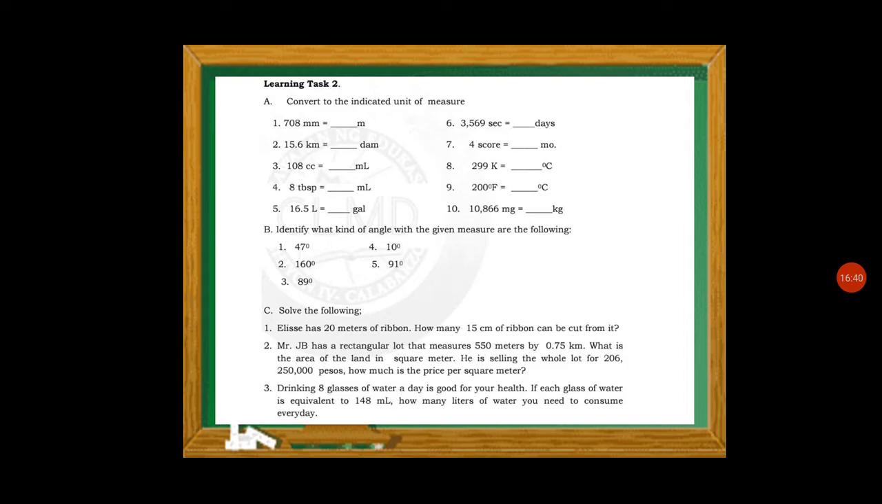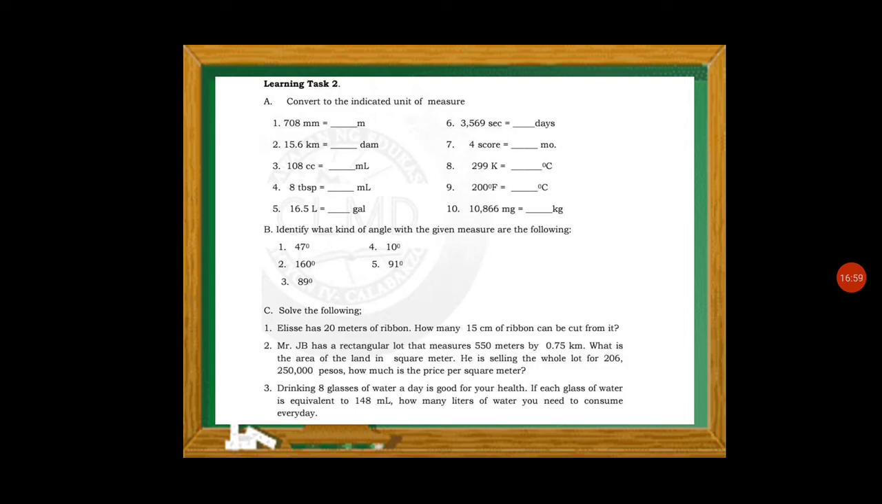For number 8, that is 299 Kelvin is equal to how many degrees Celsius? We are looking for the value of Celsius. All you have to do for this is to get the value of the Kelvin, which is 299, then subtract 273. Then you get the value of the degrees Celsius.